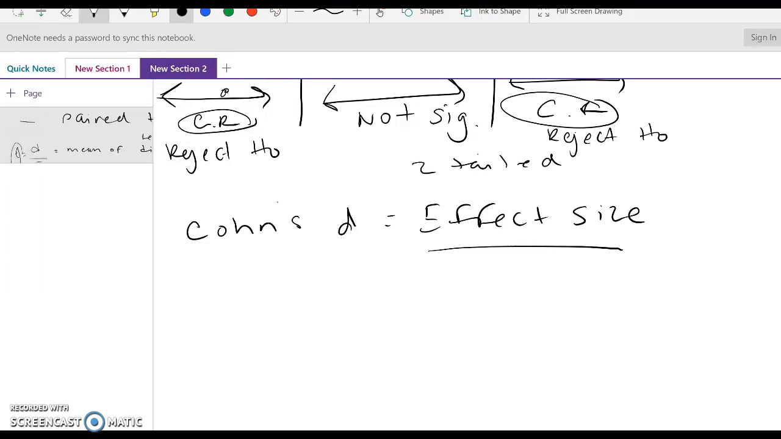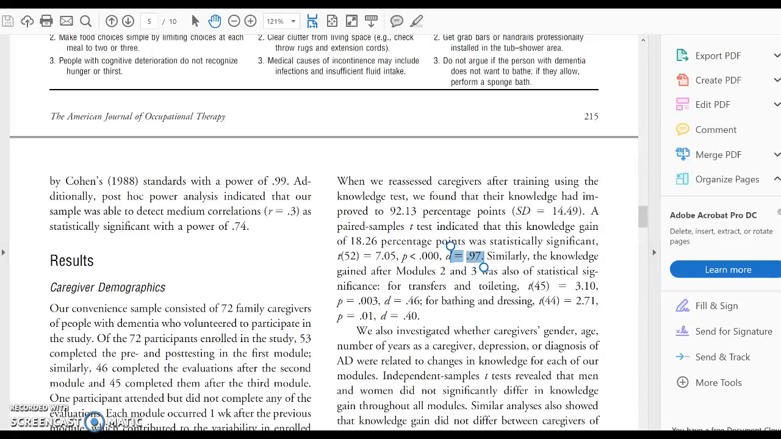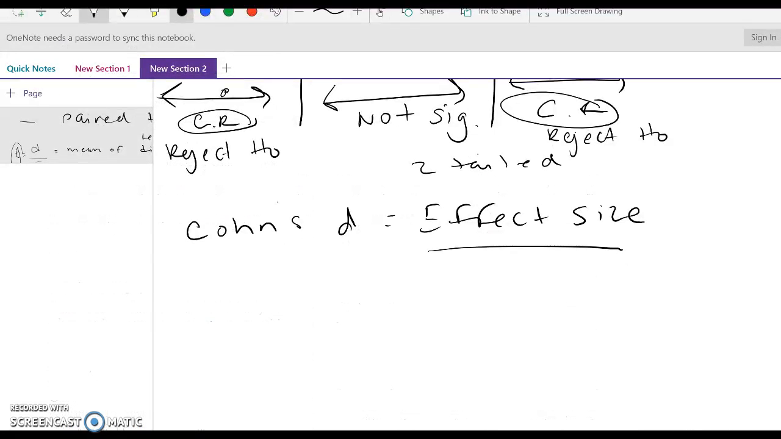Power is the probability that a test will lead to a rejection of the null hypothesis, while effect size is the measure of degree to which the null hypothesis is false. So power, again, is the probability that the test will lead to rejection of the null hypothesis. And effect size tells us the measure of the degree to which the null hypothesis is false. Again, we're doing all of this to make sure that our inferential statistics are valid, and to determine should we reject or accept the null hypothesis, okay?